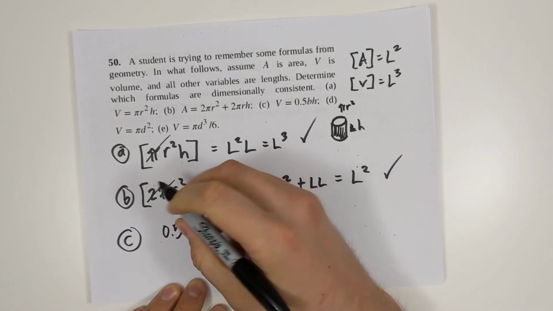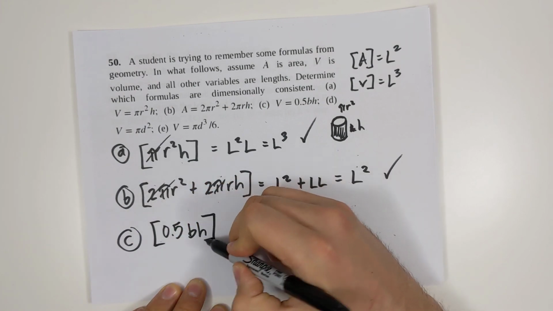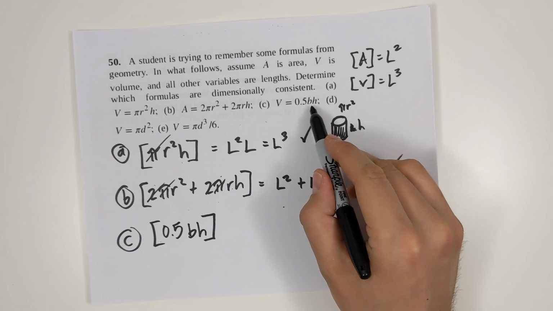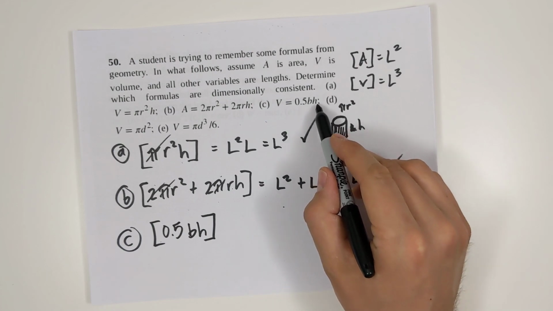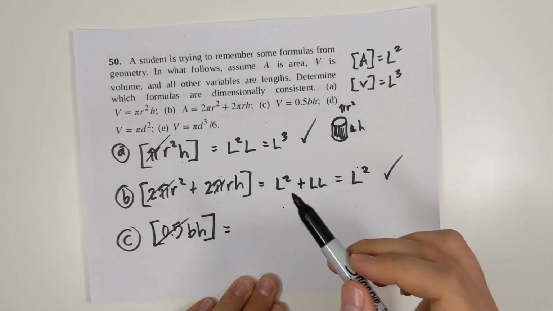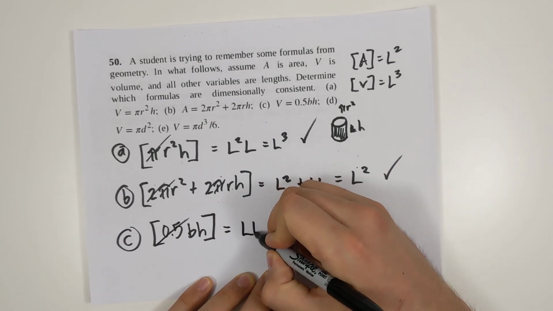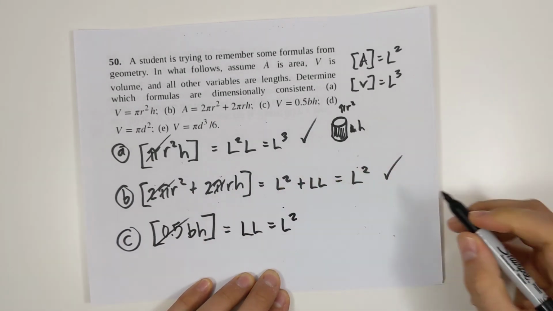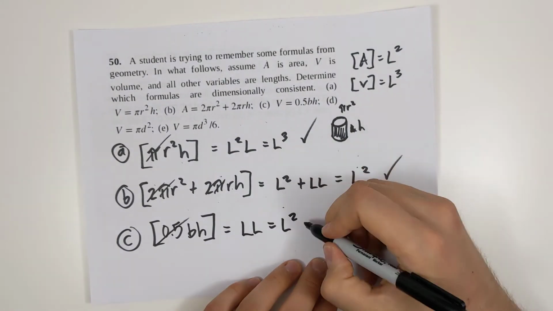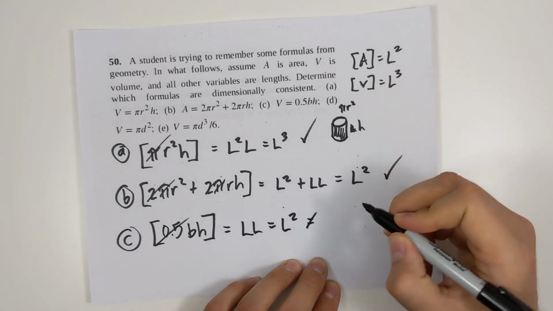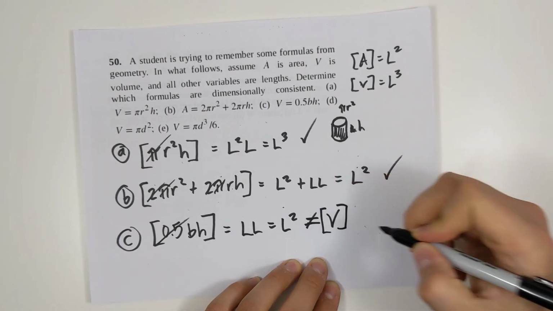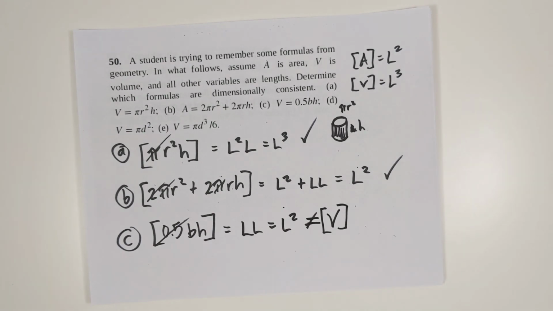0.5 BH. Okay, they don't say, again, which they should, B is probably the length of a base of something. H is probably the length of the height of something. So we're just going to say, don't care about the numbers. That is an L and an L. L squared. That is not L cubed. So that is not equal to the dimensions of volume. So that would be the way you'd want to write that one out.